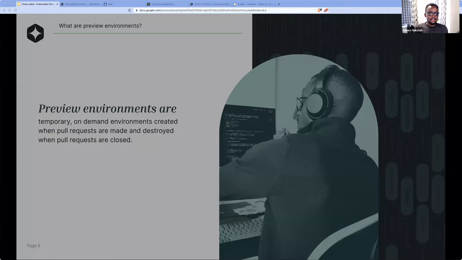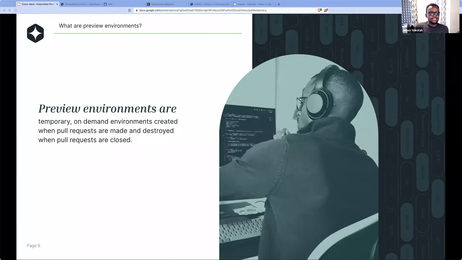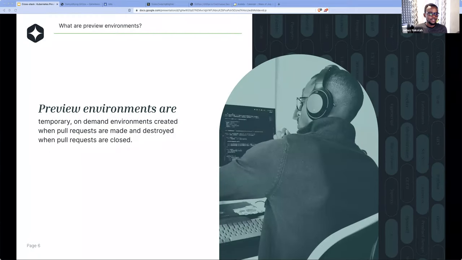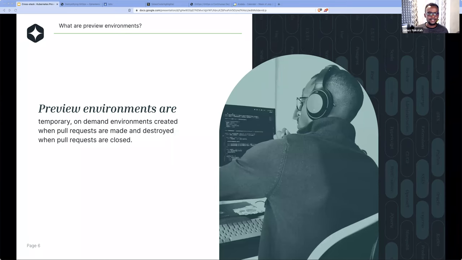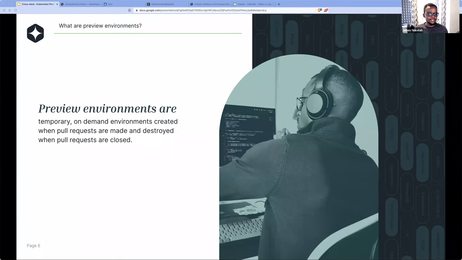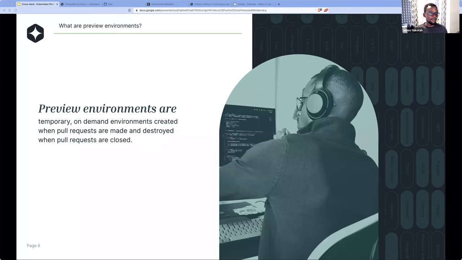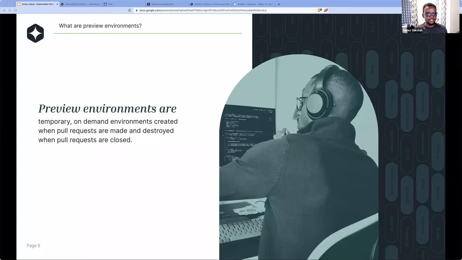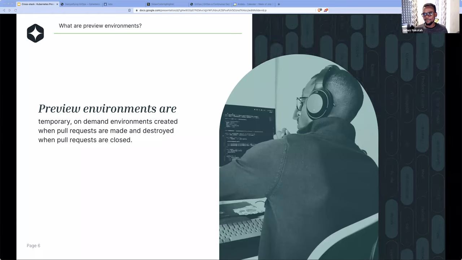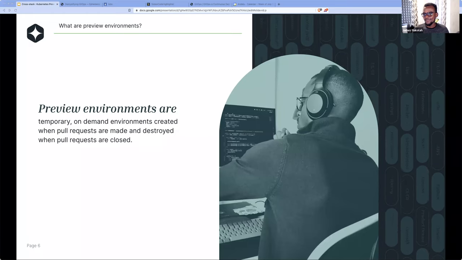Okay. So in that same vein, when we talk about preview environments, we are talking about temporary on-demand environments that we can create whenever pull requests are made and destroy whenever pull requests are closed.